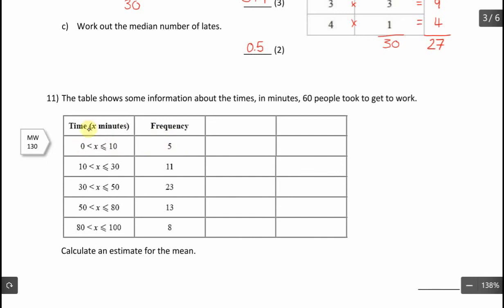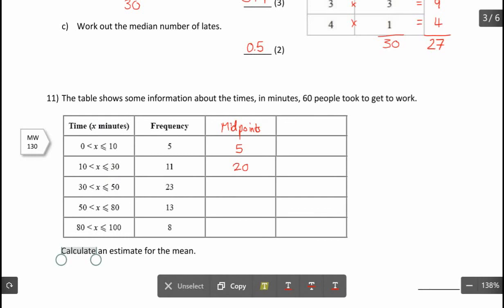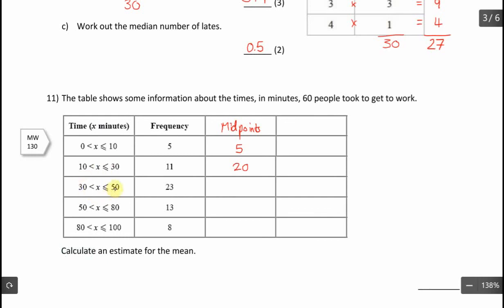It's quite a spread. So what we have to do here is kind of bodge it a little bit and just assume that these 5 people all took the middle time of this group, so 5 minutes. So that's why there's 2 extra columns here. The first one is for midpoints. So the midpoint of that first group is 5. The midpoint between 10 and 30 is 20. Okay, and a quick way to find the middle number between 2 others is to add them together and then half the answer. So 30 plus 50 is 80, half of that is 40. 50 plus 80 is 130, half of that is 65. And 80 plus 100 is 180, half of that is 90.